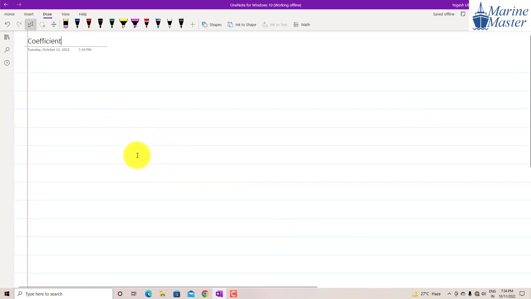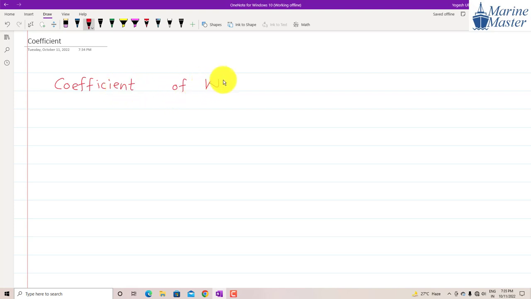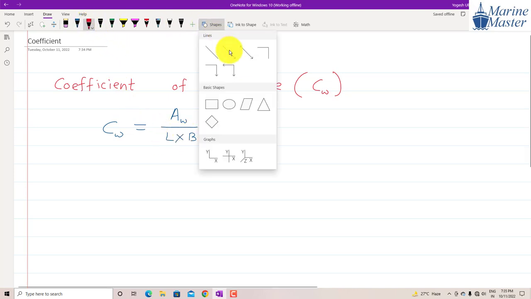Now the next point that we are going to study is the coefficient of water plane. We need these concepts, guys, in the upcoming discussion. How do we denote the coefficient of water plane? We denote it by CW. So CW will be equal to AW divided by length into breadth. That is meant by coefficient of water plane.